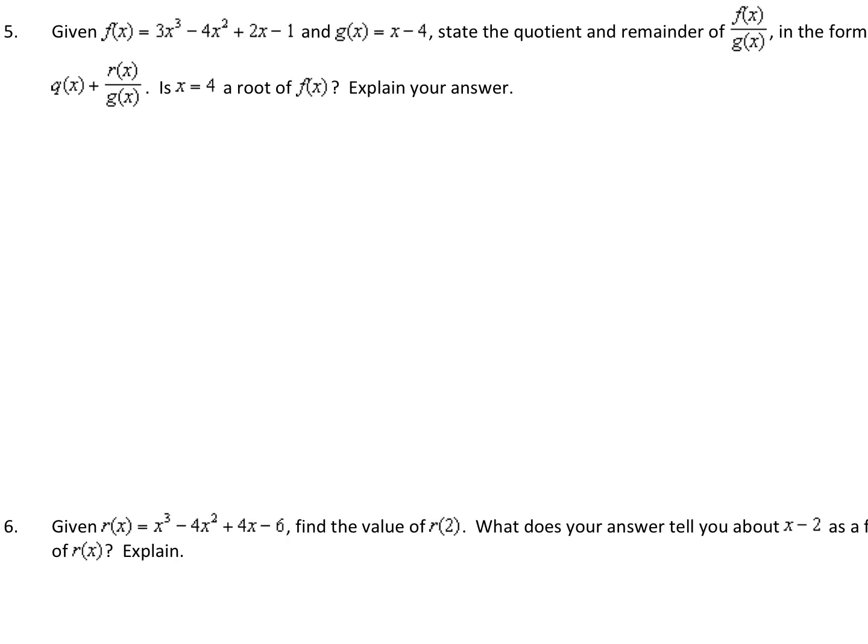Okay, so number 5, we're given f of x and g of x, and they want us to state the quotient and the remainder of f of x divided by g of x. And they want us to put it in this form. So they're just saying the quotient, which is q of x, and the remainder, which would be r of x over what we're dividing by, which is g of x. So they're just telling us here we're going to have a remainder. Okay, so let's do it.